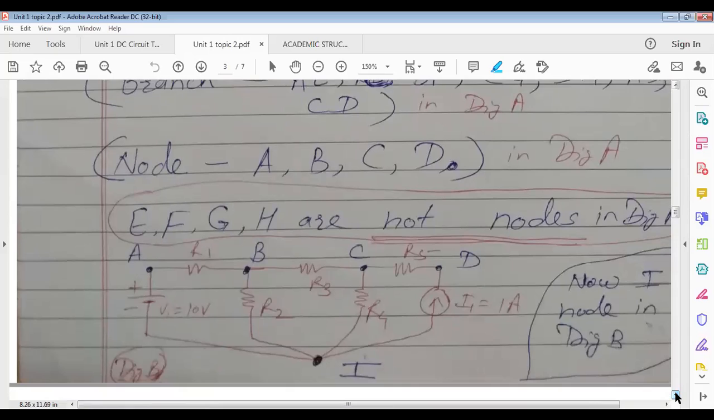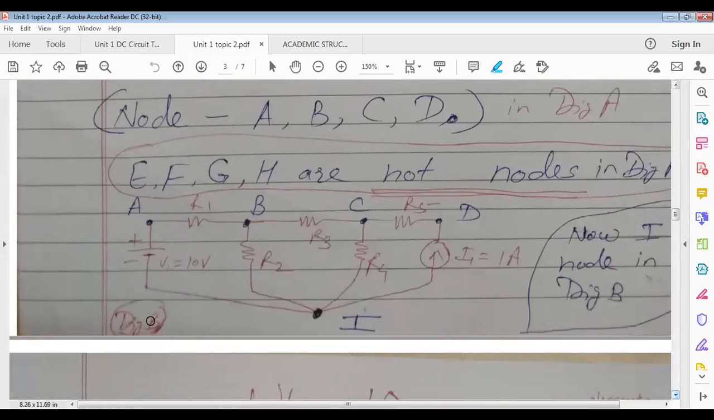Now get back to the second circuit, that is diagram B. What I have done here, rather than E, F, G, H, I consider only one point, I. Now will you call this I a node or junction or not? Yes, because how many branches are going to meet there? How many branches meet at node I in the second diagram? Four, correct. And that's why I is a node or junction.